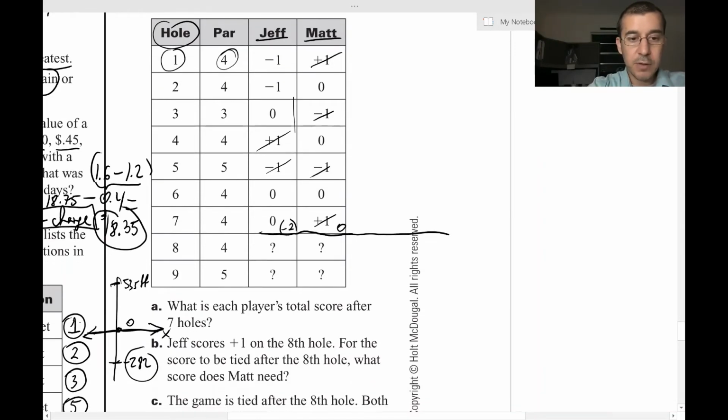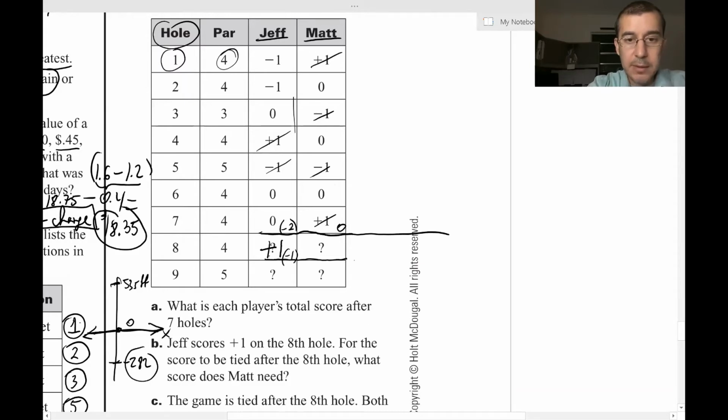B, Jeff scores +1 on the 8th hole. So Jeff on the 8th hole scores +1. And for the score to be tied after the 8th hole, what score does Matt need? So Jeff was -2 after 7. After 8, he would be -1 because he's +1 at hole number 8. -2 +1 is -1 here.